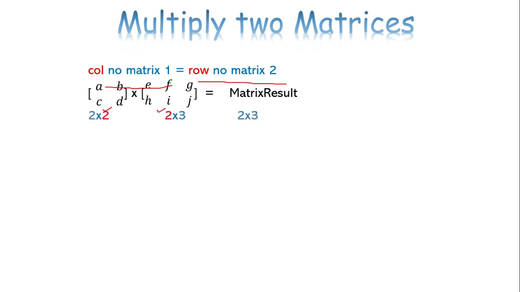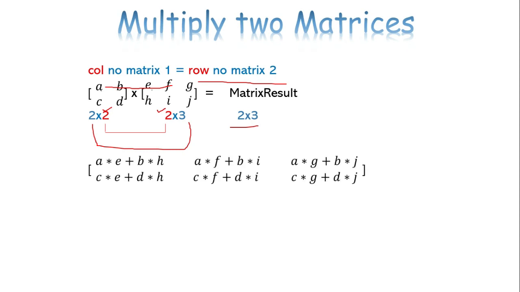So here, the size of the first matrix is 2 times 2. It means 2 rows and 2 columns. The second matrix here is 2 rows and 3 columns. Since the column number of the first is the same as the row number of the second matrix, then you can multiply these two matrices and the result will be 2 times 3, which is here.